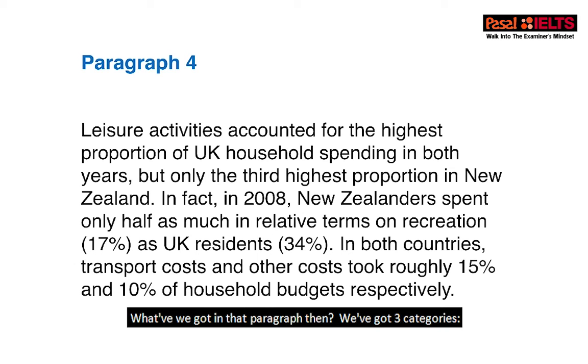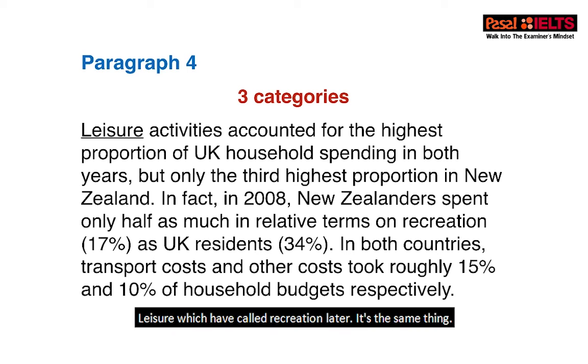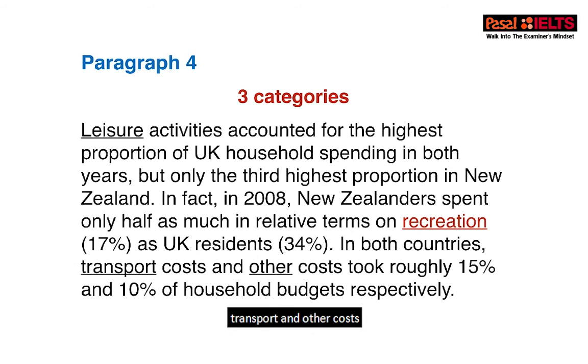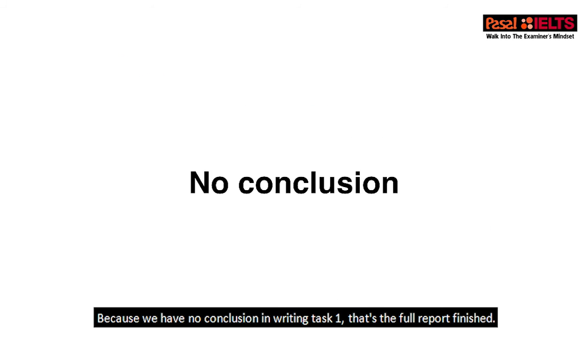What have we got in that paragraph then? We've got 3 categories: leisure, which I've called recreation later, it's the same thing, transport and other costs. And we've compared the years and the countries in those 3 categories. And because we have no conclusion in writing task 1, that's the full report finished.